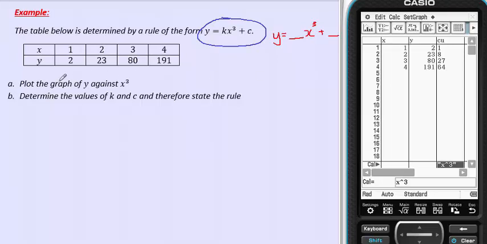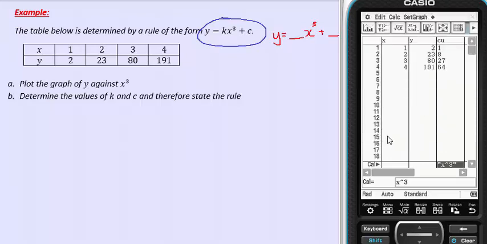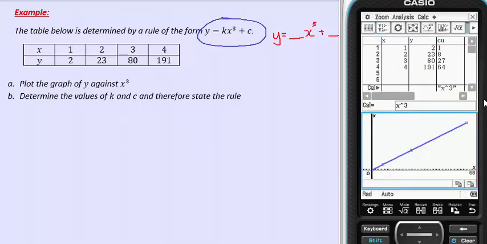Now what I'm going to do is I'm going to plot the graph. So I go to my XY line. I call my X list X cubed. My Y list is Y. And I hit go. Then I go to the graphing button and we see here that I have a single perfectly straight line.